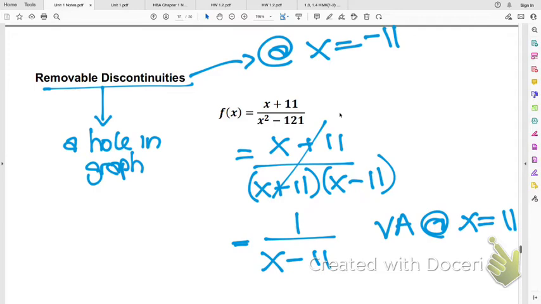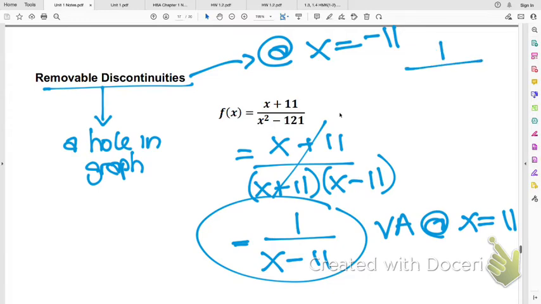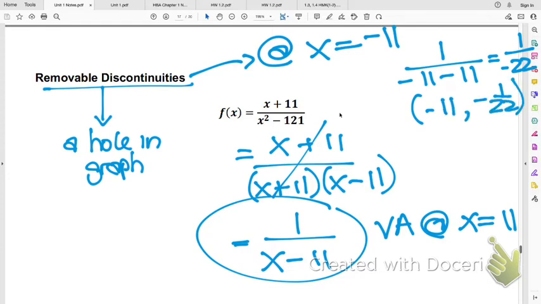We do know that if you have x equals negative 11 as a hole, you can plug that into the equation once it's simplified to find the y value. So if I know there's a hole at negative 11, I can take this simplified version and say 1 over negative 11 minus 11. What's that going to give me? 1 over negative 22. So the hole officially would be at that ordered pair, which we'll use today as well. We'll practice with that just in case.